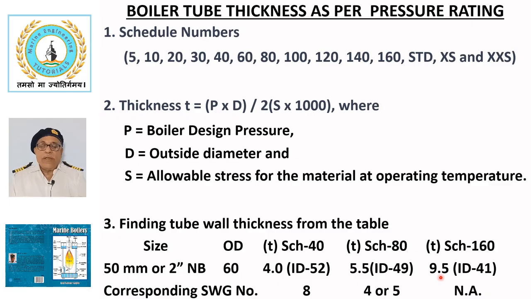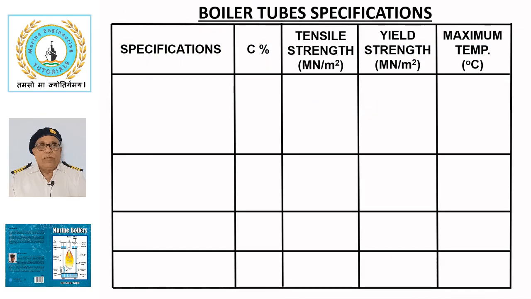Corresponding standard wire gauge numbers are also stated against thickness for the various schedules used. Schedule 40 is one of the most common schedules, suitable for general pressure applications with moderate pressure. Schedule 80 is used for applications requiring thicker walls and higher pressures. Schedule 160 is used for high pressure and high temperature boiler and hydraulic applications.